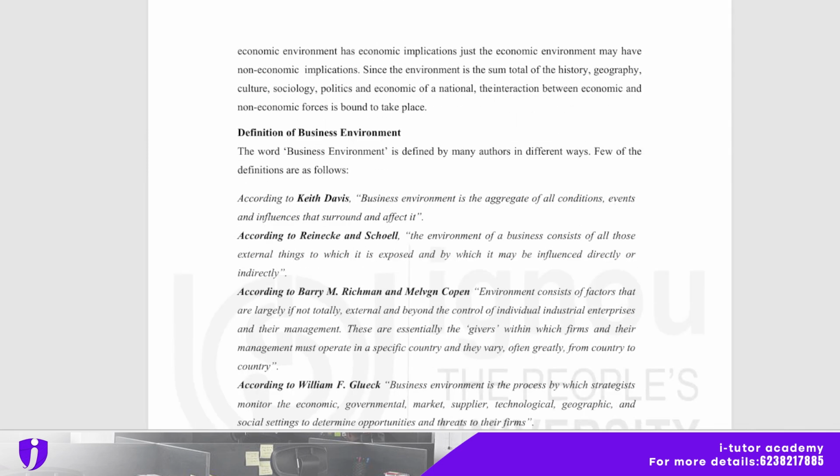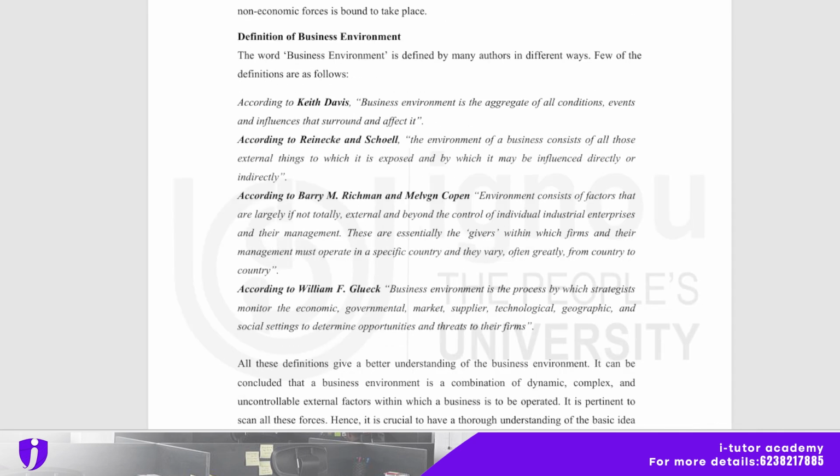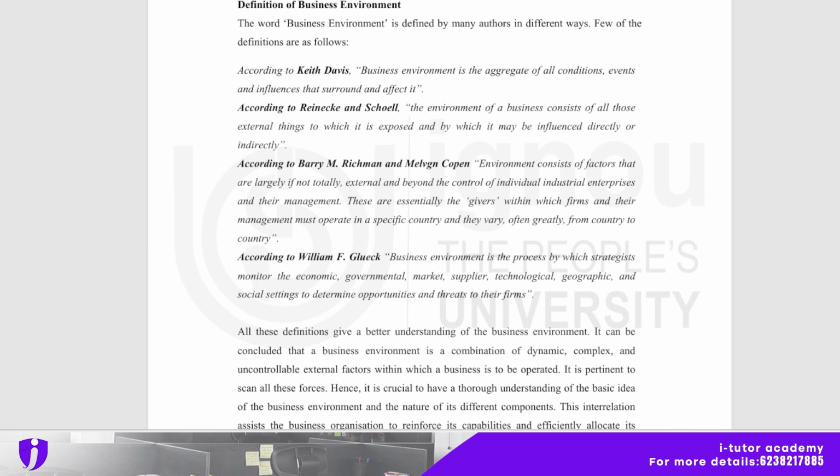Definition of business environment. The term business environment is defined by many authors in different ways. A few of the definitions are: according to Keith Davis, business environment is the aggregate of all conditions, events, and influences that surround and affect it. According to Reinecke and Schoell, the environment of a business consists of all those external things to which it is exposed and by which it may be influenced directly or indirectly. Learn by heart one or two definitions of business environment. If questions are from this area, you can quote them with the author's name.